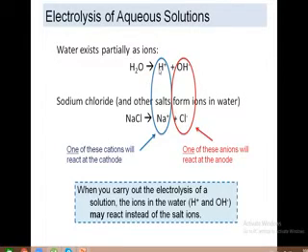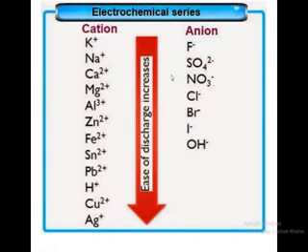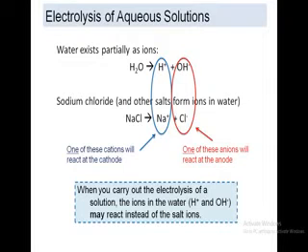Among these two positive ions, the hydrogen ions will go and get discharged, because in the electrochemical series, hydrogen is present quite below sodium. So the ease of discharging a hydrogen ion is much more than a sodium ion. So this will go to the electrode and get discharged.